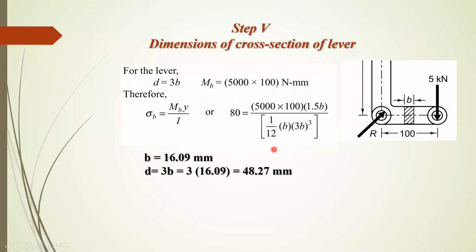So b, after solving, comes out as 16.09 mm, and this is the thickness. Here you can see the thickness, and here the dimension d, that is the width, is 3 times b, as mentioned in the problem. So it is 3 times this one, which is 48.27 mm. So this is how to calculate the dimension of the cross section. Okay, and likewise we can design the bell crank lever. Thank you.